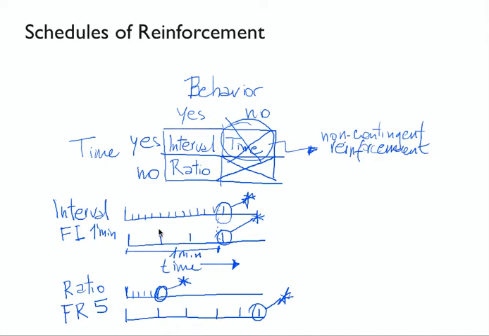So notice the difference between ratio and interval schedules. In the interval schedule, it doesn't matter how fast the animal responds, as long as it responds a little bit. Reinforcement is arranged about once per minute in this example. In the ratio schedule, reinforcement depends completely on how fast the animal responds. So if the animal responds really fast, reinforcement comes very fast. If responding is very slow, reinforcement is delivered slowly.